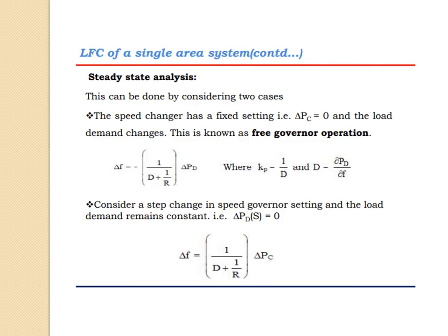First one, the speed changer is fixed, del PC equal to 0, so the load demand changes. This is called free governor operation. So del F equal to minus 1 by D plus 1 by R into del PD. Next, consider a step change in the speed governor setting while the load demand remains constant, so del PD of S equal to 0. Del F equal to 1 by D plus 1 by R into del PC.